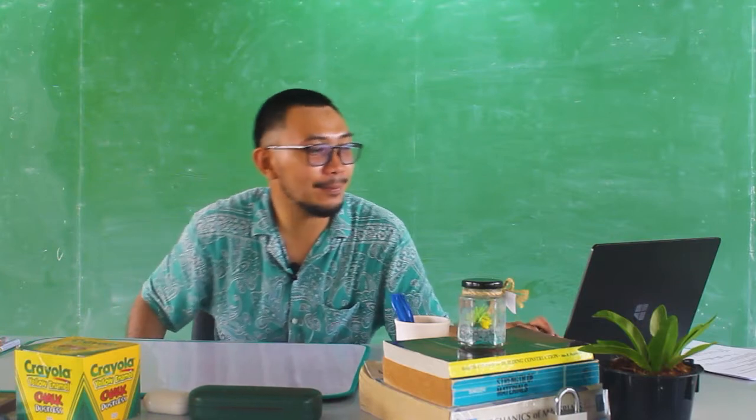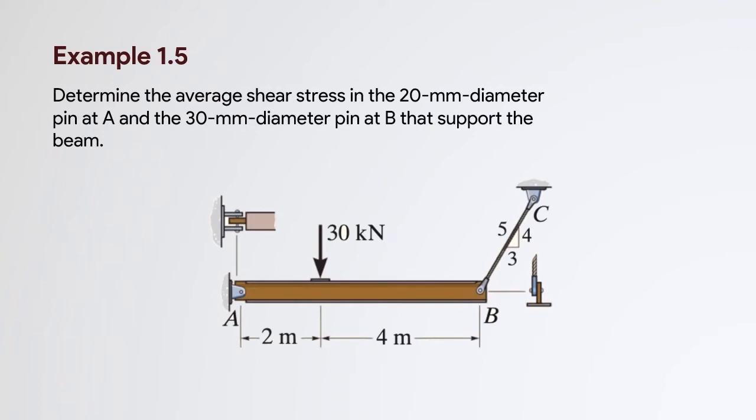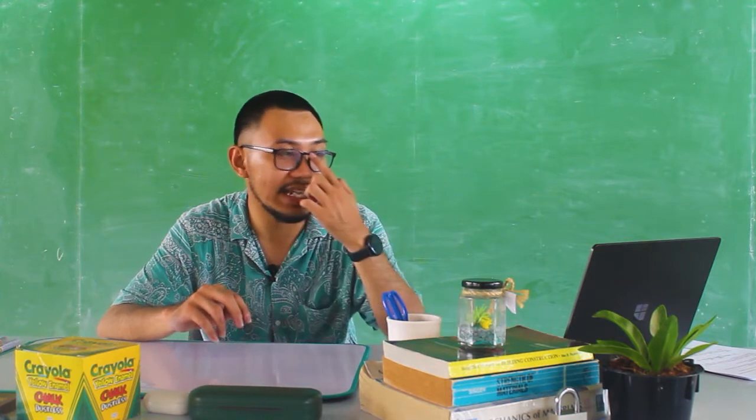So, for our first example, we have this beam. At the left end of this beam, it is supported by a 20 mm diameter pin. On the other end, it is supported by a cable, and where the cable contacts the beam is also a pin, which is 30 millimeters. So what is the shear stress in each of those pins?